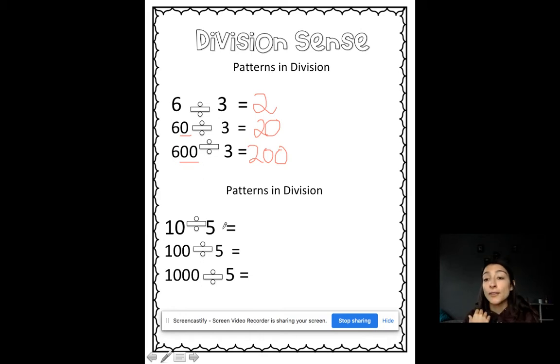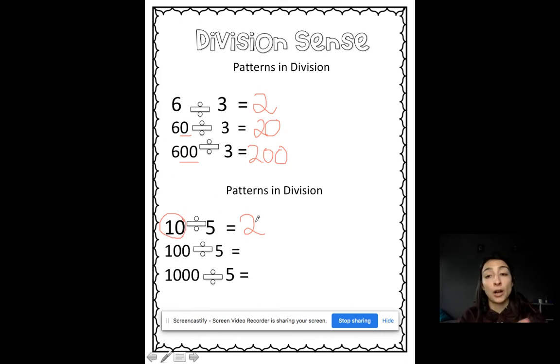Or you can also think of it as 5 times which number equals 10. And we know that 5 times 2 equals 10. So 10 divided by 5 also equals 2. All right. Now, this is where it gets tricky. We are working with the number 10. Okay, so 10 divided by 5 equals 2.